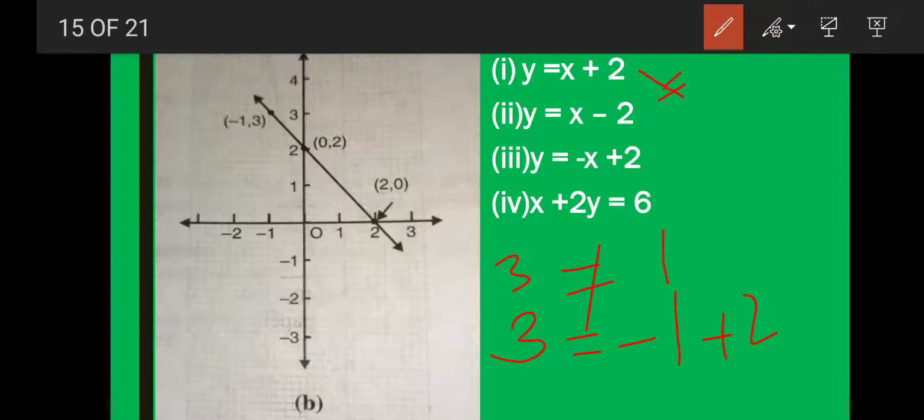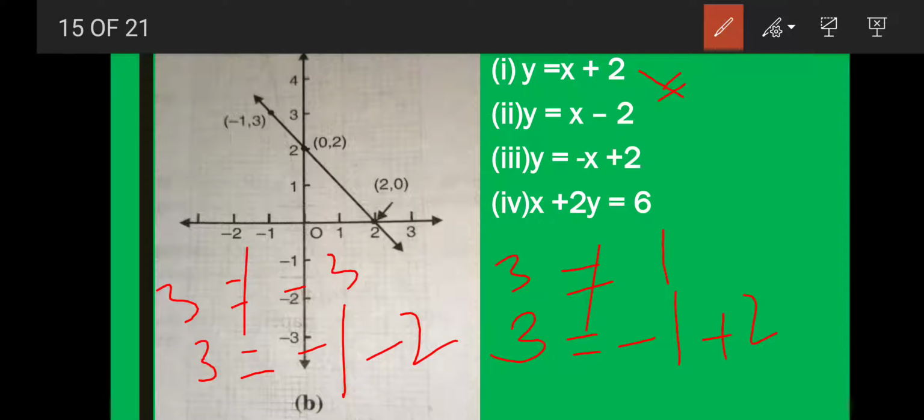Second option, y is equal to x minus 2. Okay, now y is 3 equal to x is minus 1 and minus 2. That is equal to 3 is equal to, right side is minus 1 minus 2, that is minus 3, which is also not equal. That means second option is also wrong.